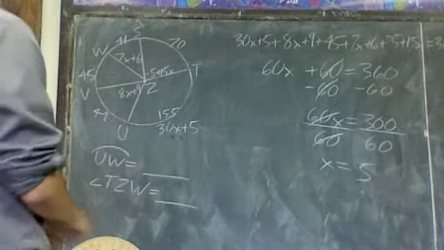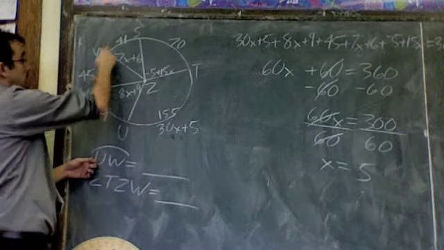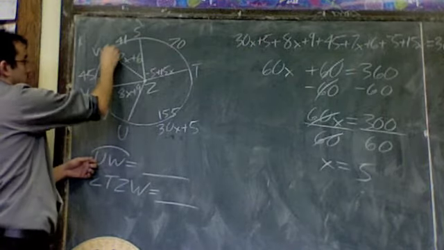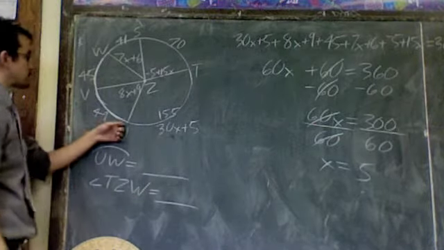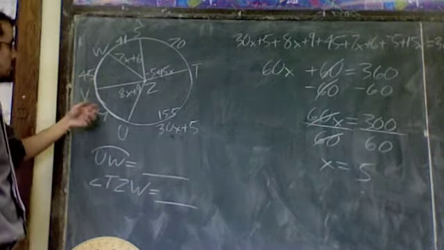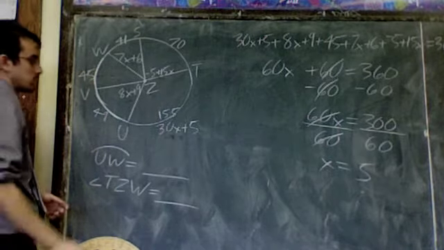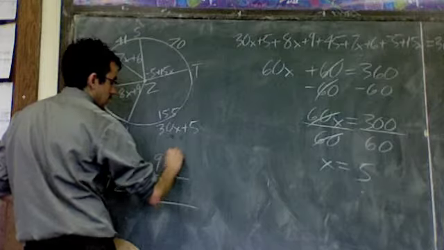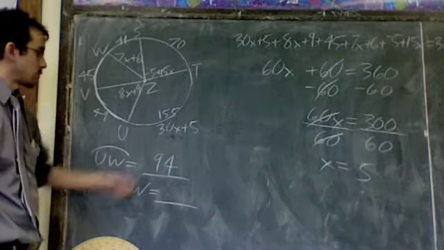And now we can answer these questions. I asked you for arc UW. From U to W, this arc here, UW is made up of two arcs, UV and VW. So add these together, 45 plus 49. When you add 45 and 49, you should get 94.